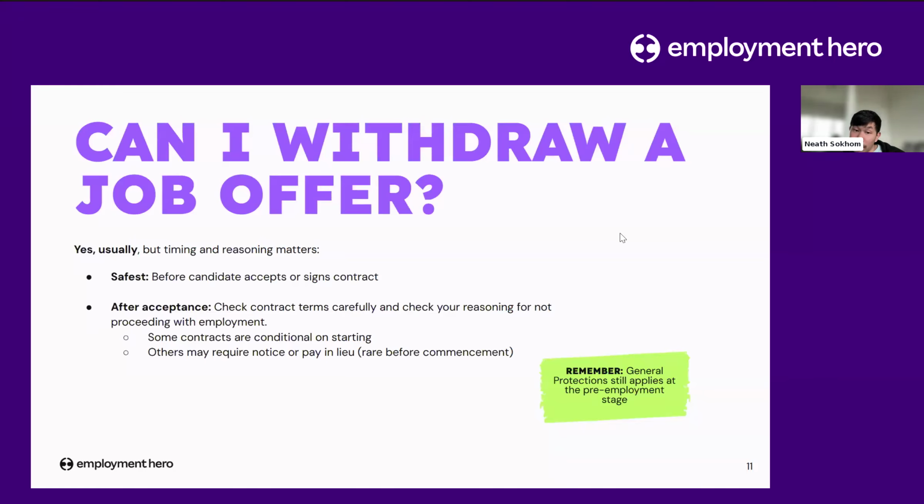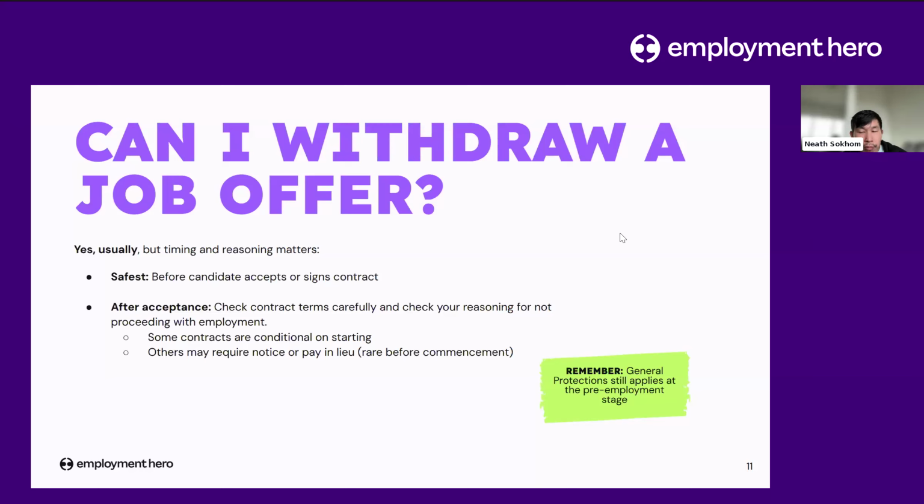Contrast that scenario with this one instead, right? This one is a little bit more complicated. Let's say you really like candidate A and you make an offer to them. During the period in which candidate A considers the offer, they then disclose to you that they have a medical condition. So let's keep it simple and let's say that they have chronic back pain that prevents them from lifting certain things of a certain weight.